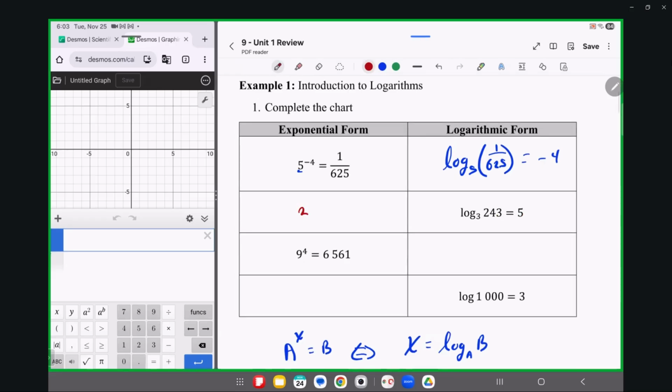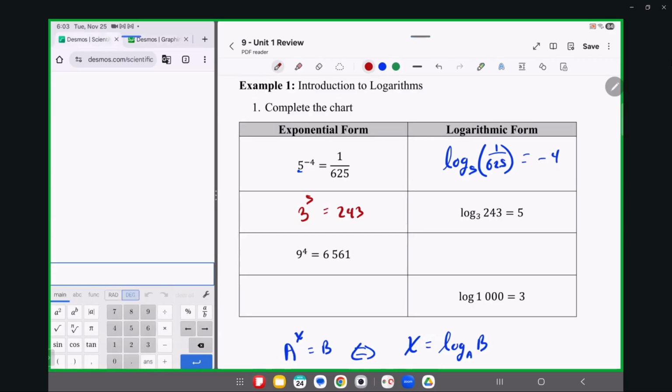Letter B, the second one here, we have log base 3 of 243 is equal to 5. This is the same thing as 3 to the power of 5 is equal to 243. These ones are pretty easy to verify using a calculator, because you just type in 3 to the power of 5 to confirm that it equals what you would need it to be.